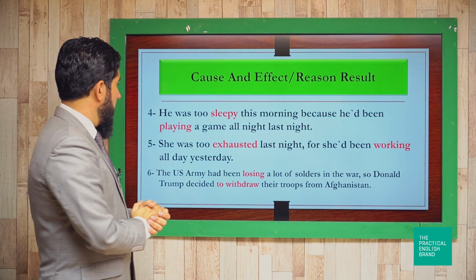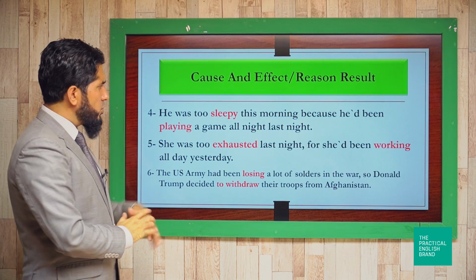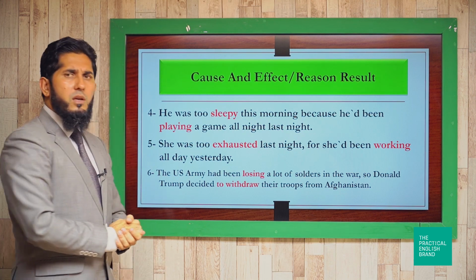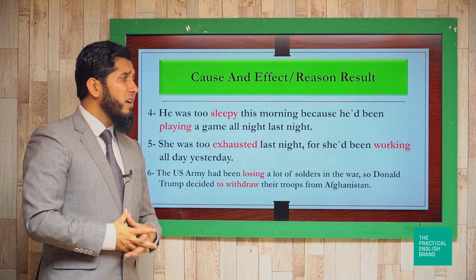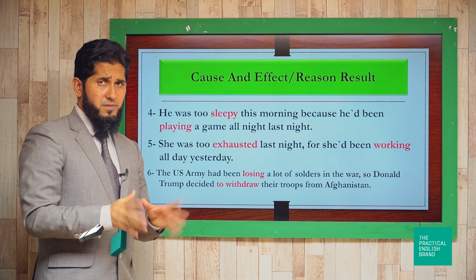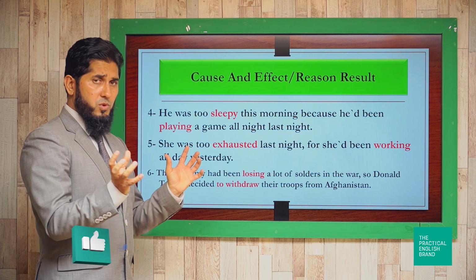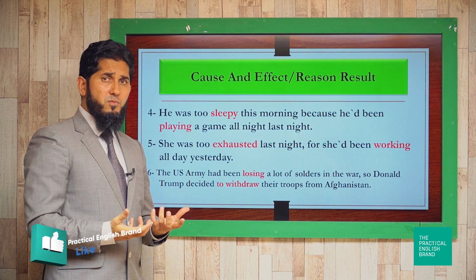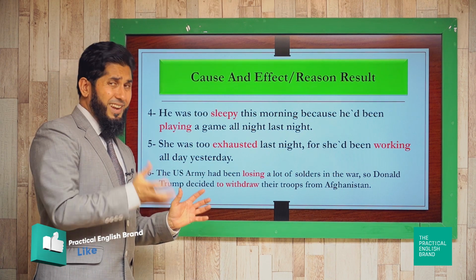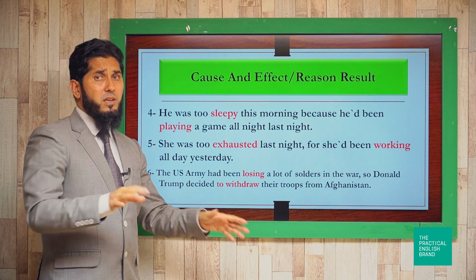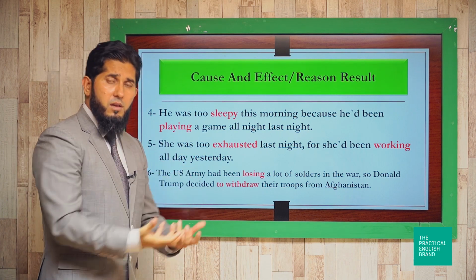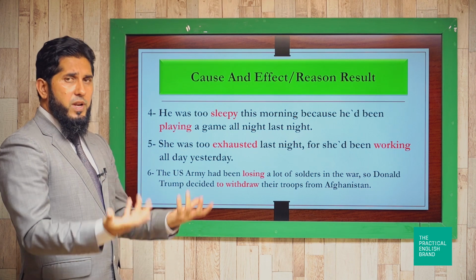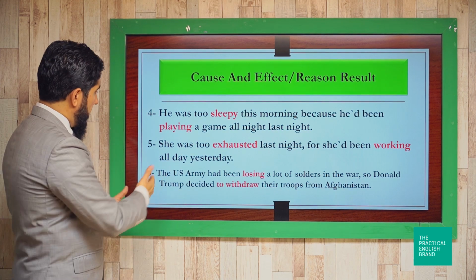Don't forget this. Okay, look at example number 4. So that was a kind of complex sentence because the conjunction because is there. And after because, there's an adverb clause of cause and effect. So there's the combination of two clauses. He was too sleepy this morning, it's an independent clause. Because he had been playing, that is the dependent clause. The combination of these two clauses makes a complex sentence. There's a complex sentence.